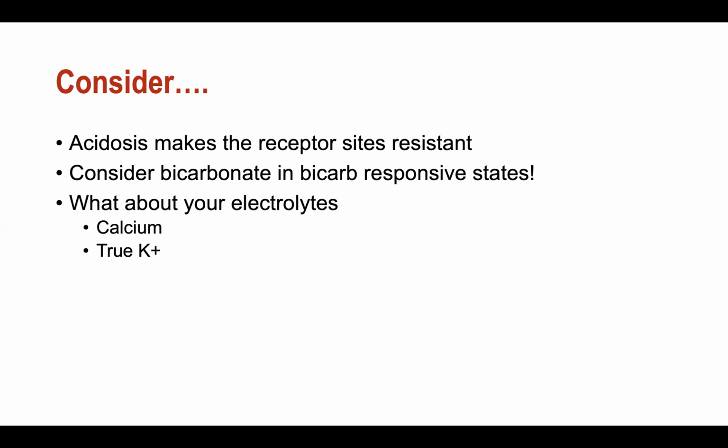It's really important to remember that with acidosis, metabolic acidosis, the hydrogen ion, which is metabolic acid, moves into the cell and the cell releases potassium. So your serum potassium goes up a little.